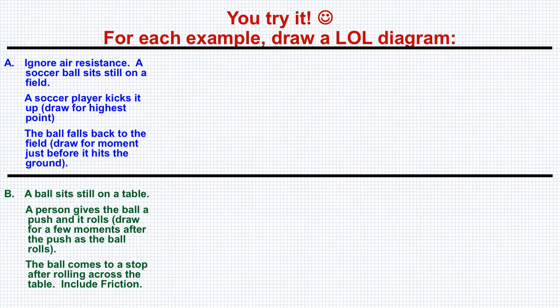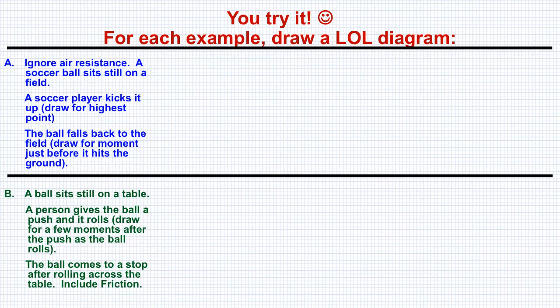Okay, now here's how I would draw this. Let's read the problem. First of all, it tells us up front that we are going to ignore air resistance. That's great. That air resistance is just kind of like friction with the air. And that means that we don't have to have heat. We don't have to worry about energy leaving the system because the heat is being transferred into the air, into the surroundings.